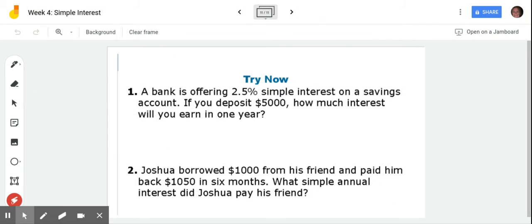Okay, so now you're going to try. Here's the first one. A bank is offering 2.5% simple interest on a savings account. If you deposit $5,000, how much interest will you earn in 1 year? Joshua borrowed $1,000 from his friend and paid him back $1,050 in 6 months. What simple annual interest did Joshua pay his friend?